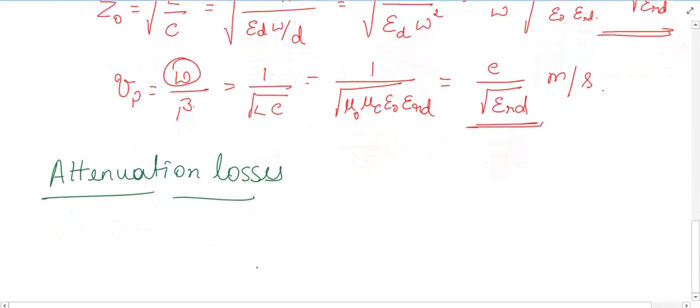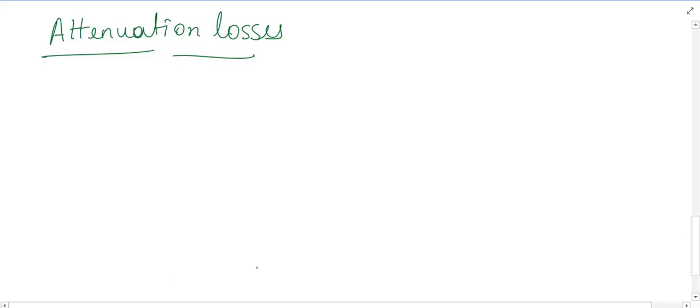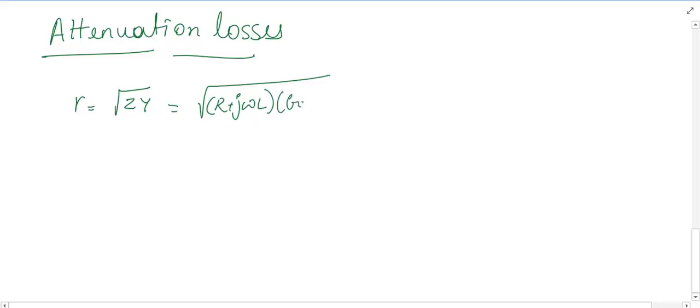Now, at microwave frequencies, it's similar to our transmission line, so nothing in depth to explain here. At microwave frequencies, the propagation constant of a strip line can be written as gamma is equal to root of Z into Y. This we have already seen, right? What is Z and Y? We know that it is R plus j omega L into G plus j omega C.